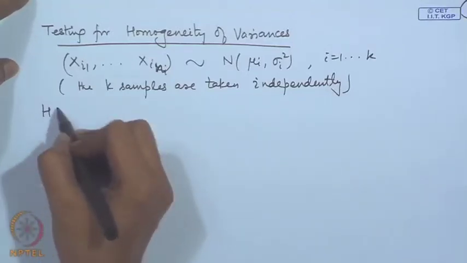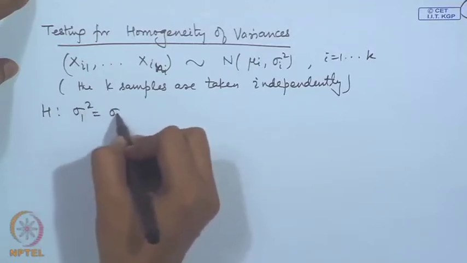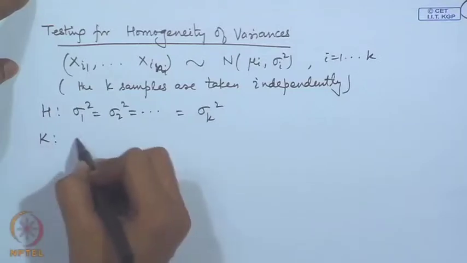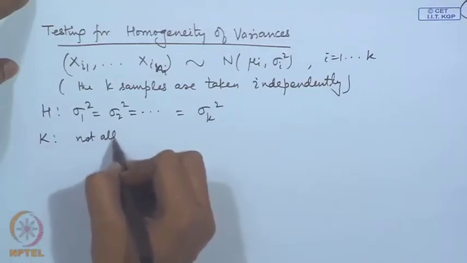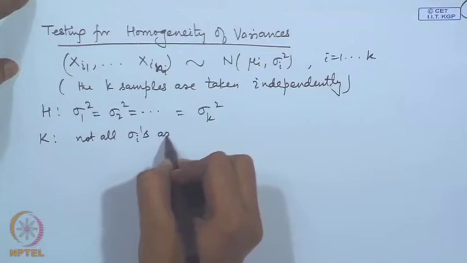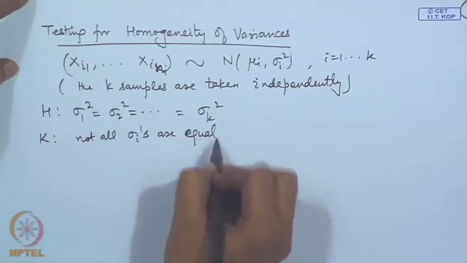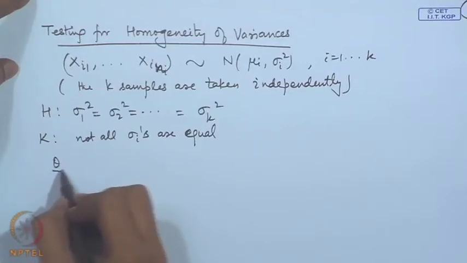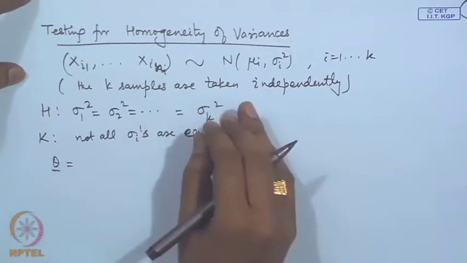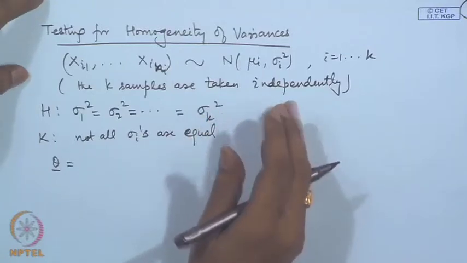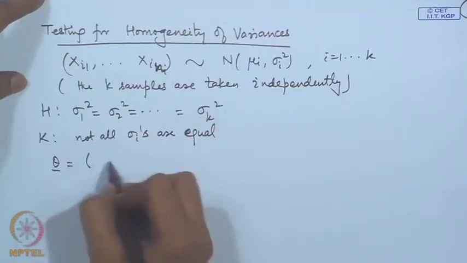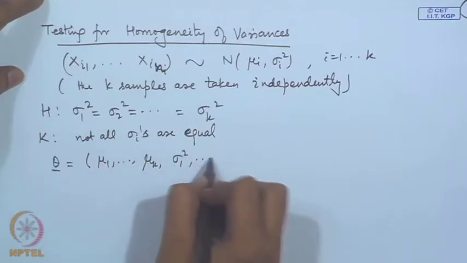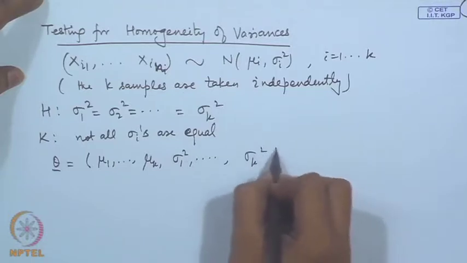So, our hypothesis is sigma 1 square equals sigma 2 square equals ... equals sigma k square, against not all sigma_i squares are equal. Our parameter space has become a little bit larger. It is actually 2k dimensional now. The parameter theta is mu 1, mu 2, ..., mu k, sigma 1 square, sigma 2 square, ..., sigma k square.